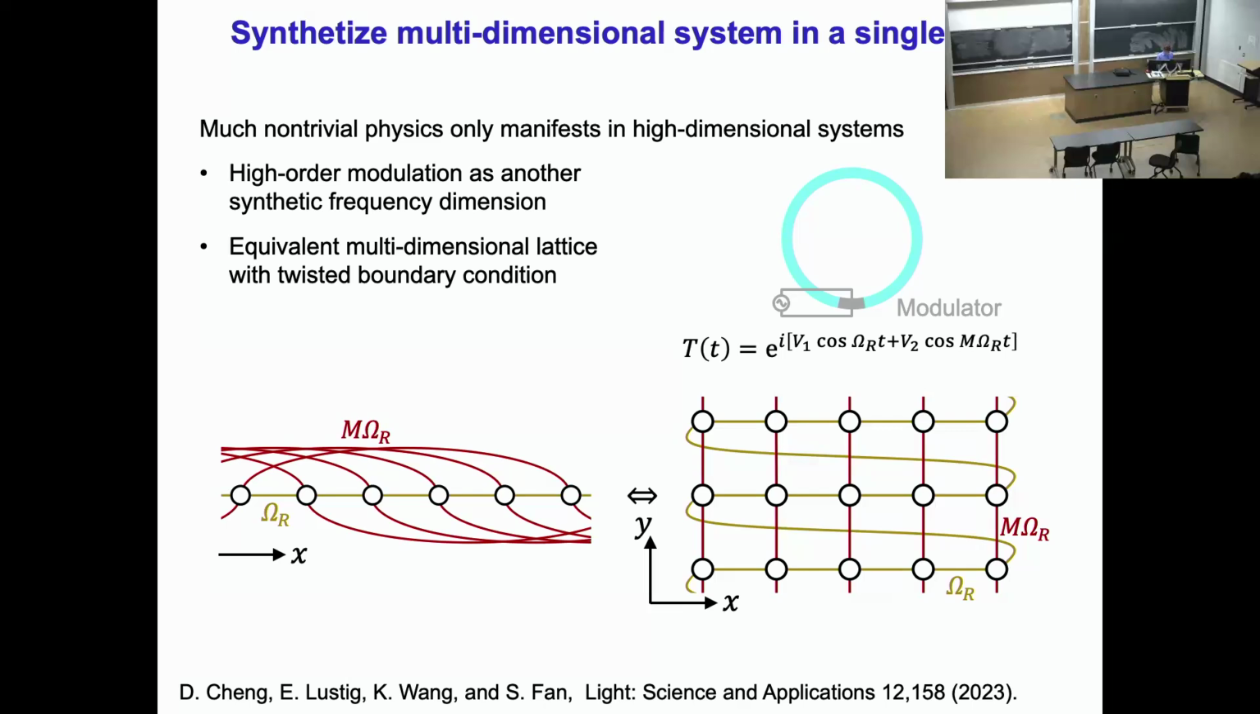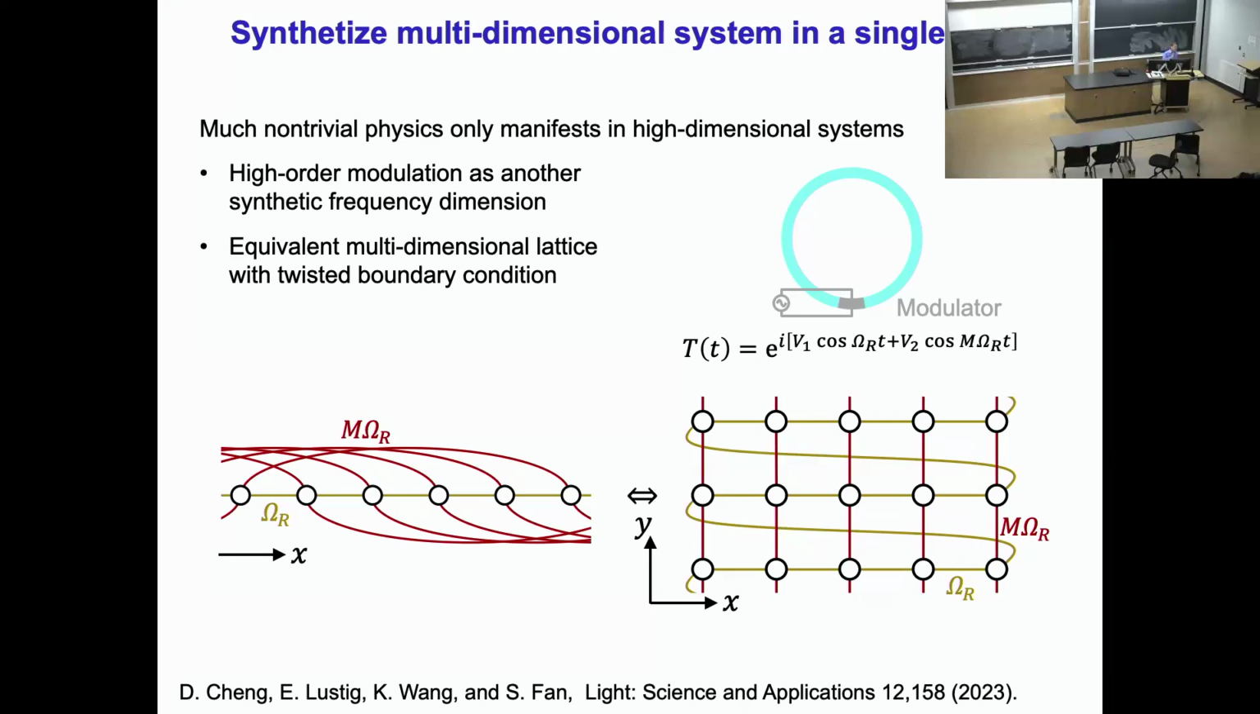So in the past several years, we have done quite a few experiments using this platform. One thing I should mention is that you can see that in going from one dimension to two dimensions, we actually didn't have to change the physical structure. All we need to do is to change the modulation waveform that we put on the modulator. And that's something that you control electronically with a computer.